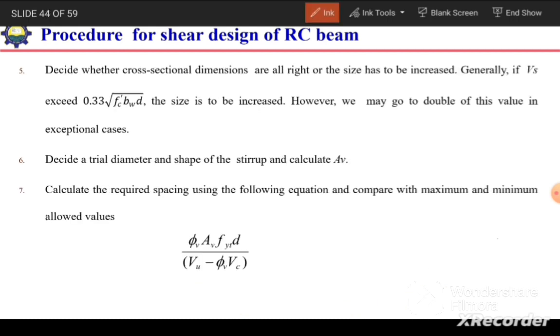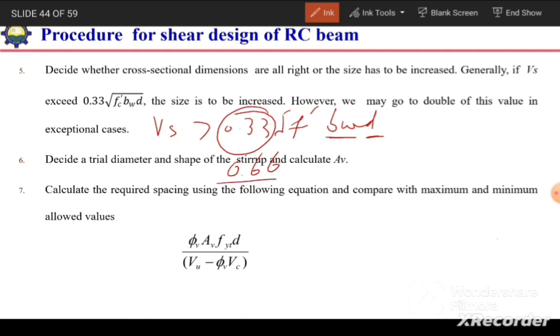After checking whether the shear reinforcement is required or not and calculating the shear resistance to be provided by the stirrups, the next step is to check whether the size of the beam is okay or not. If the Vs is more than 0.33 square root f'c bw d, in that case we need to revise the section. So either we need to increase this bw or we need to increase the depth of the beam. But in some cases we can increase this factor up to 0.66. We can double this value.